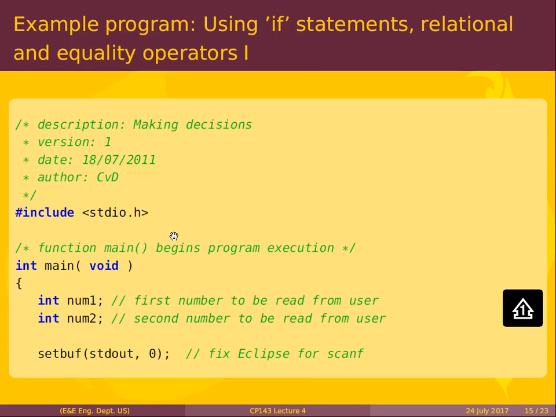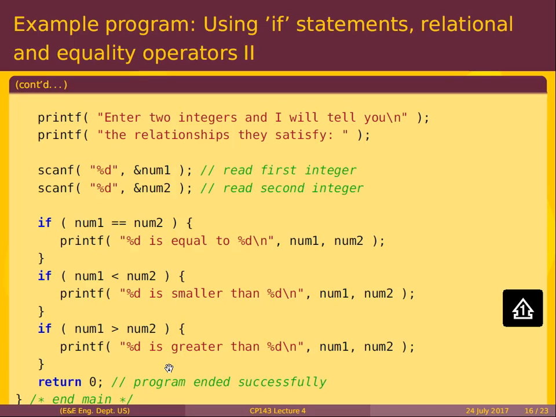Here's just an example where we bring everything together. So we've got our comments, we've got our include statements, we've got our main. We define two integers, num1, num2. We've got the setbuf routine over here. Remember the setbuf routine, as we've seen in the practicals up to now, just sorts out the Eclipse environment for the printf statements. Then we print to the screen: enter two integers, and I will tell you the relationship they satisfy. So the program is using the scanf routines, which you guys should also have seen by now, to read these two numbers, num1 and num2, into these variables.